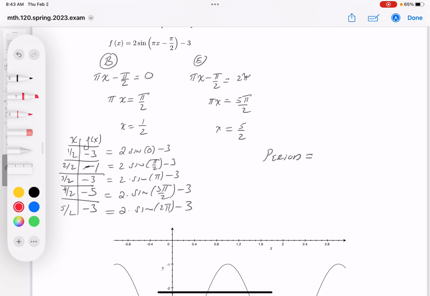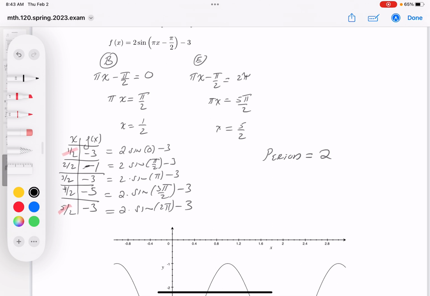And the period is the distance between this and this. And that's 4 halves, which is 2. I got the period done. They also asked about the amplitude. The amplitude is the distance between the tops and the bottom of it, half of that.